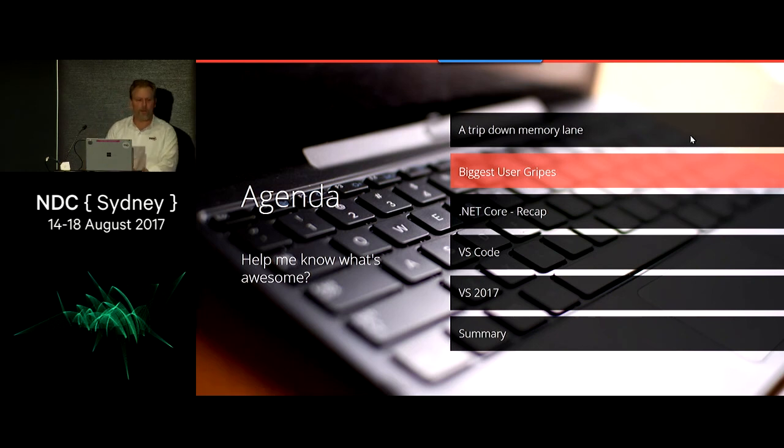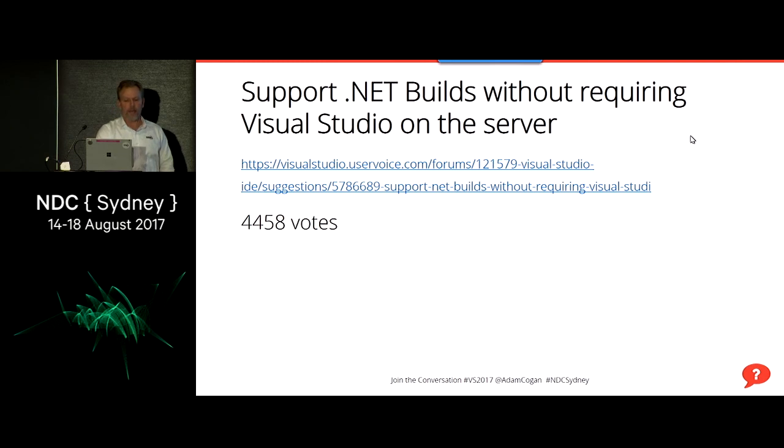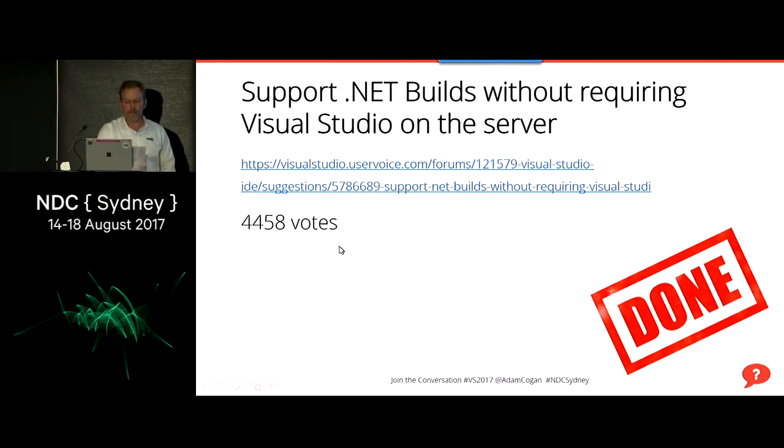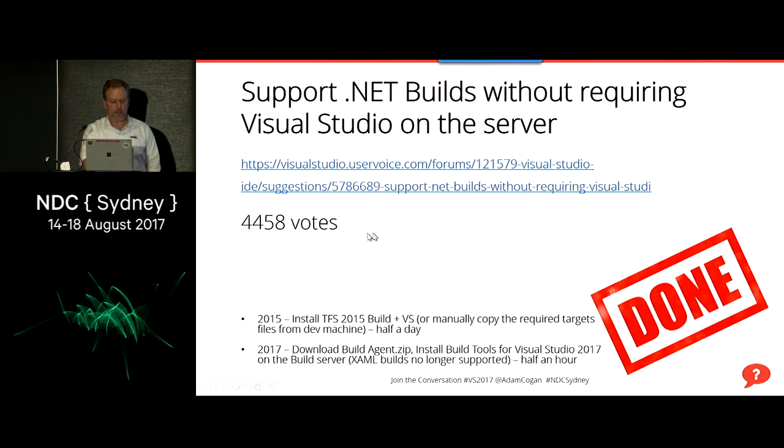So, I will just quickly go through the biggest user gripes. The biggest user gripes I've grabbed off user voice. And they want .NET builds without installing Visual Studio. This is a big ticket, okay? And I'll just tell you very quickly, that's done. You can go onto your build server, and instead of spending half a day installing Visual Studio, you can just download this buildagent.zip, and in less than probably 20 minutes, you're good to go.